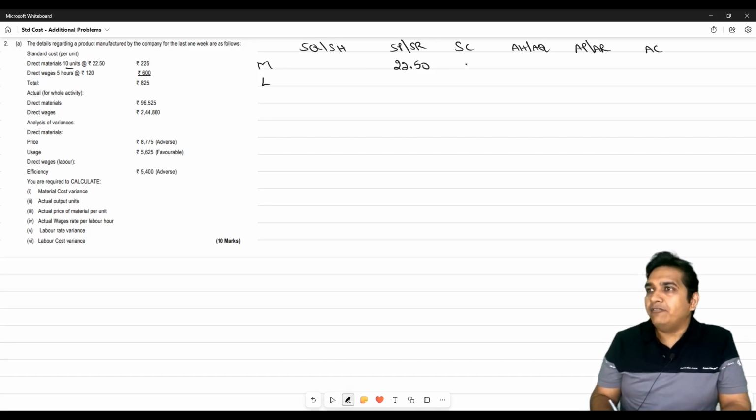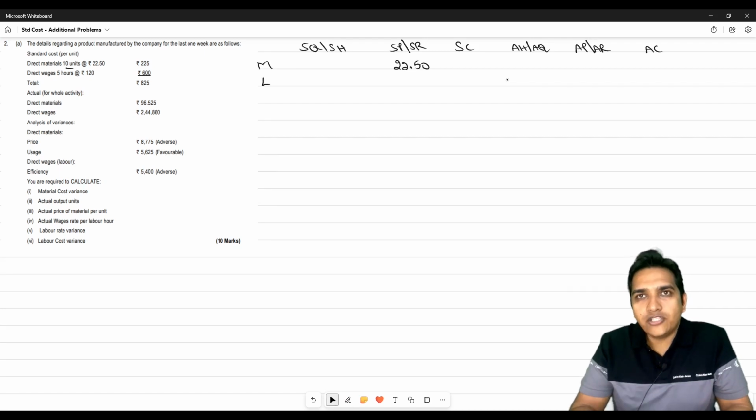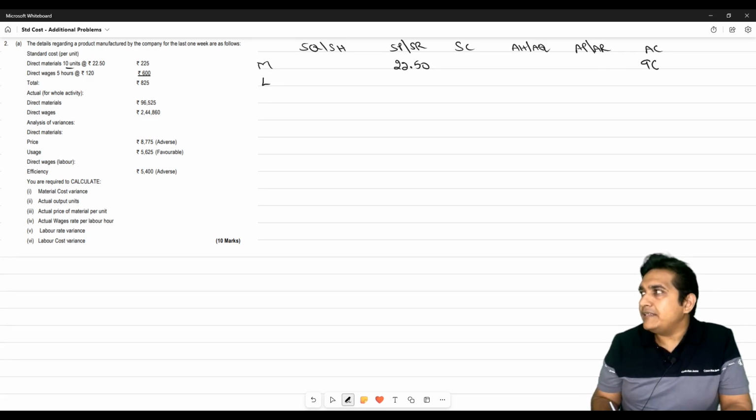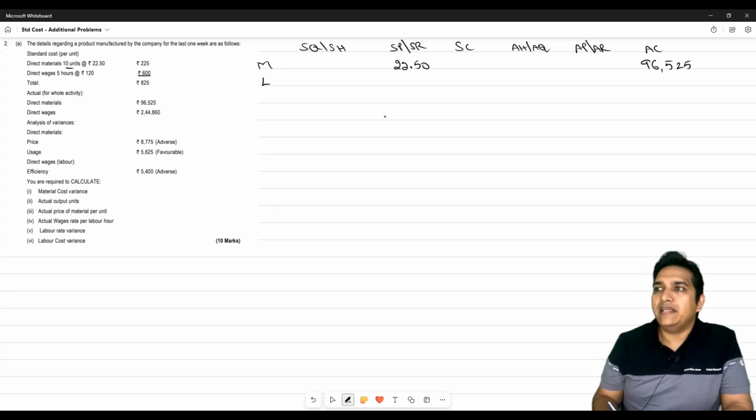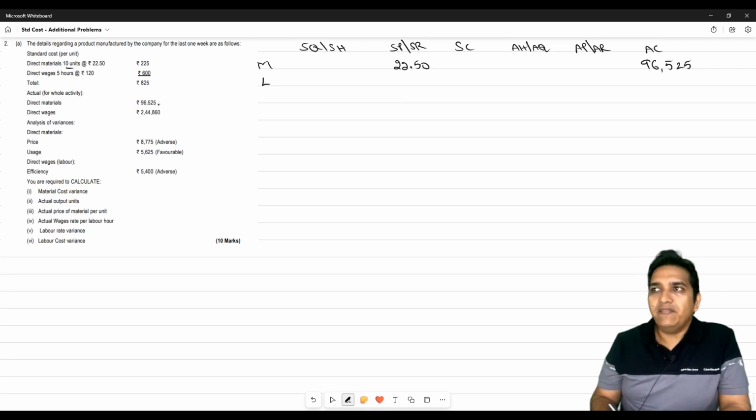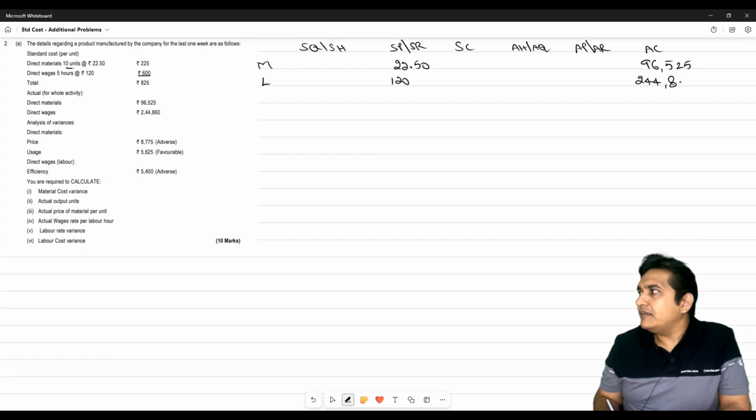Then they give us the actual cost of direct material and direct labor. The actual cost of direct material is 96,525. Similarly, they have given us the details of labor. The way we took our material, we will take our labor also: my standard rate will be 120 and my actual cost will be 2,44,860.